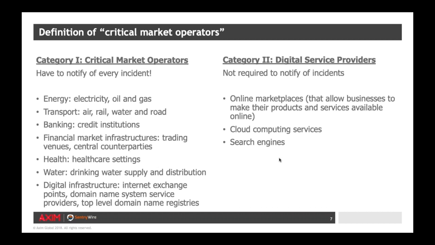The second category has far less stringent requirements, but nevertheless is mentioned under the NIS directive and affected: digital service providers. So they don't necessarily need to disclose incidents. They definitely do not need to disclose details of incidents. But examples of these are online marketplaces, increasingly important, of course, cloud computing services, search engines, and the likes. And these will then be identified by the national authorities.